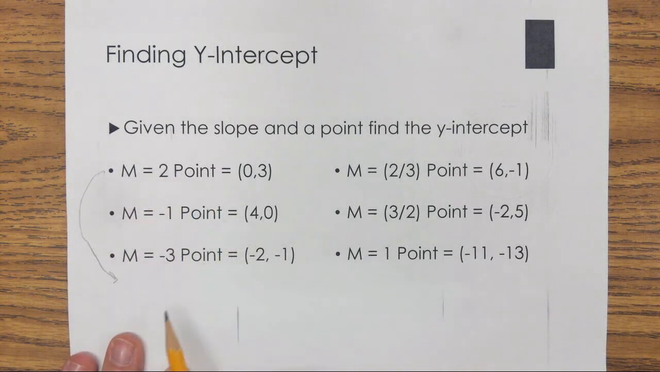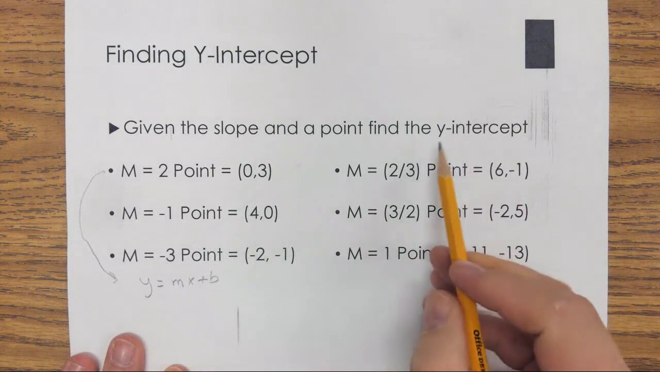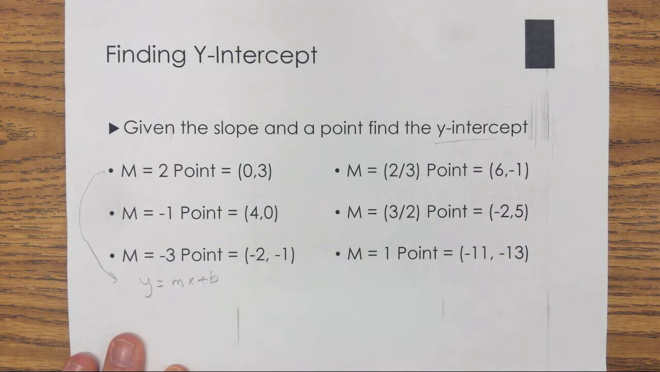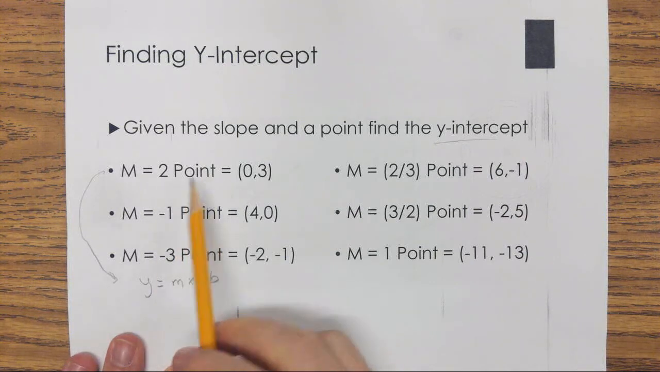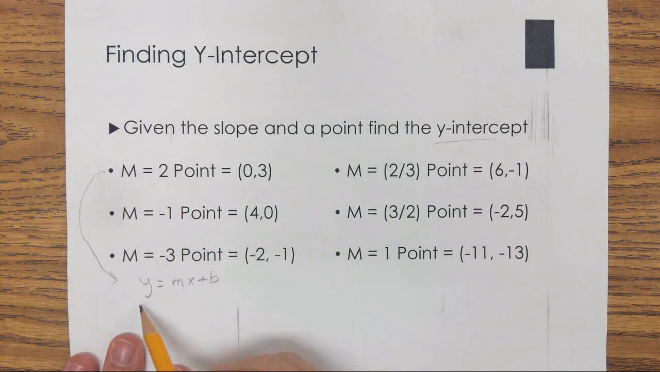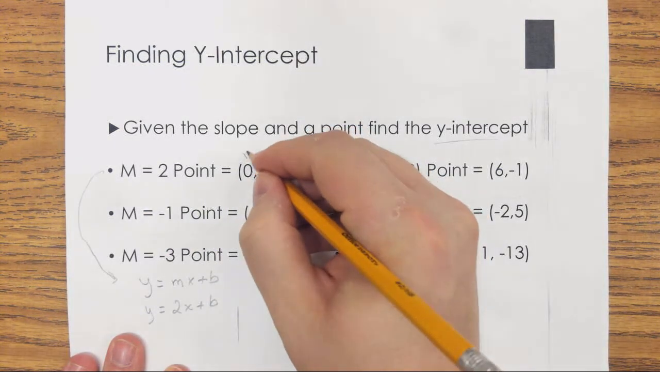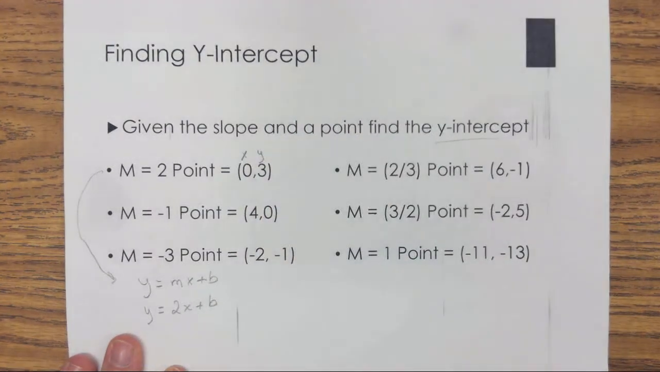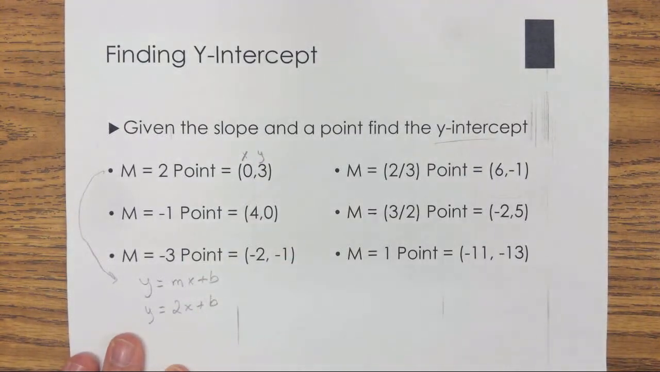So what we're going to do here, we'll look at this one first, is I'm going to write what I know, my equation of my line. So y equals, using y equals mx plus b. I'm looking for the y-intercept, so I'm going to be trying to find the b value. So I'm just going to plug in everything I know. I know my slope is 2, so y equals 2x plus b. And then they give me an x value and a y value.